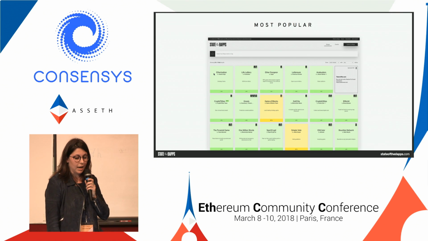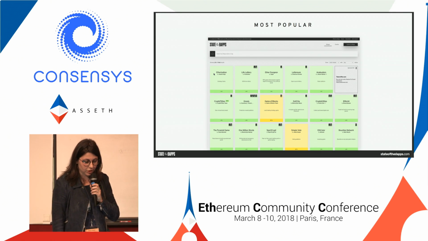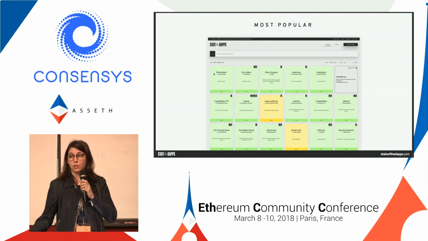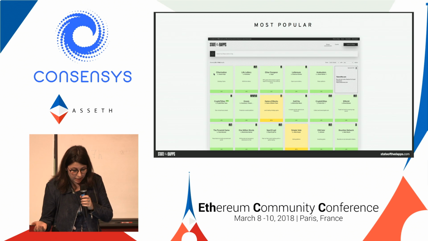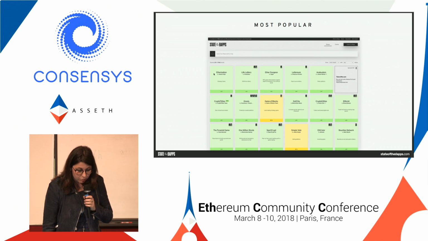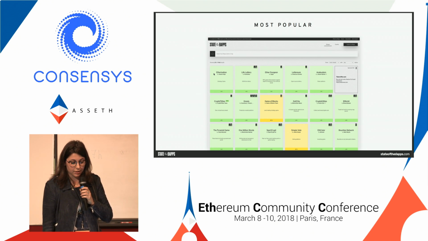The most popular dApps that we can see, so a few examples. You have Life Lottery, which is a lottery platform, gambling, there are a lot of those. Ether Dungeon, a game, where it confirms also, which is one of the biggest trends. CryptoKitties, as you can see. Gnosis also, which has a lot of the badges that we offer.